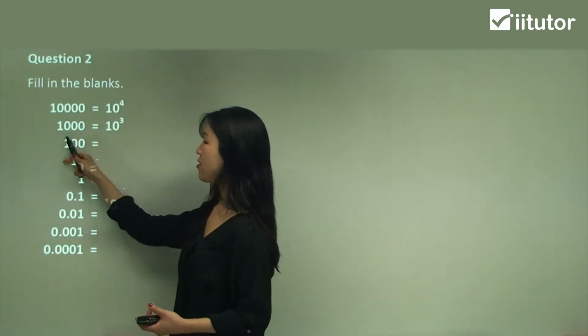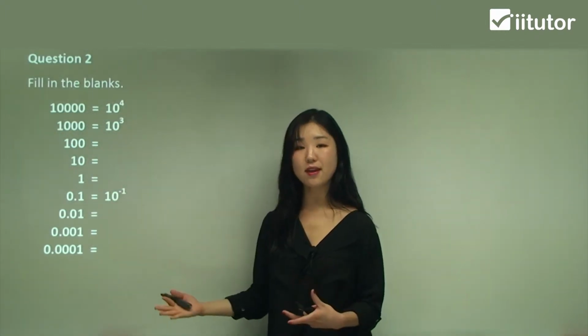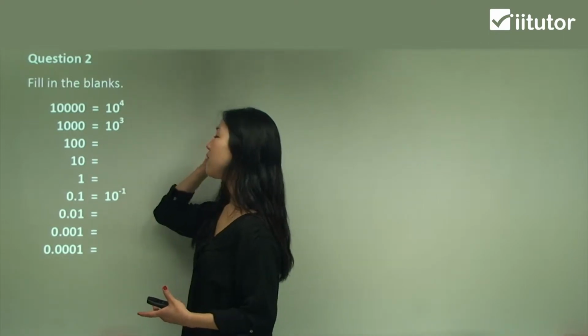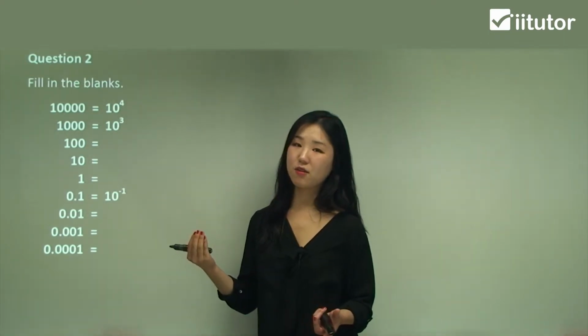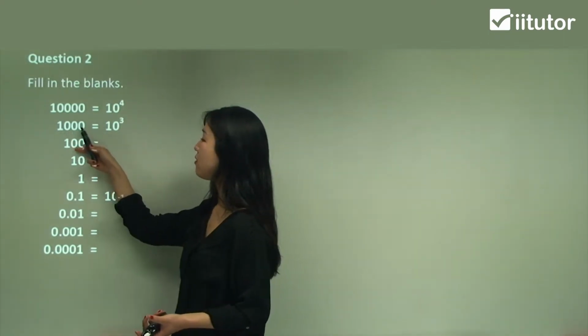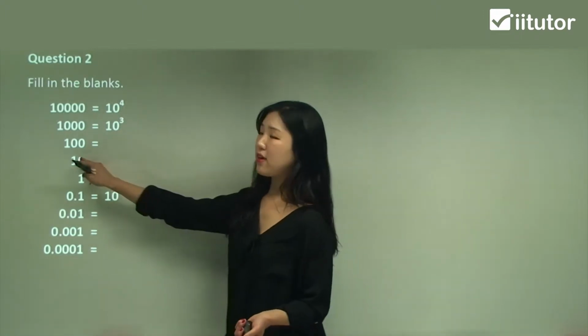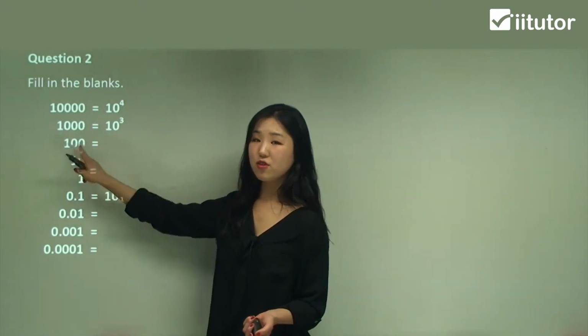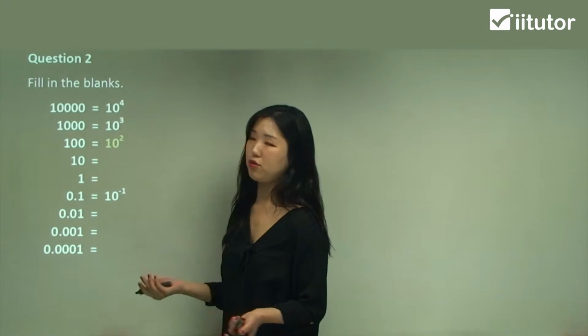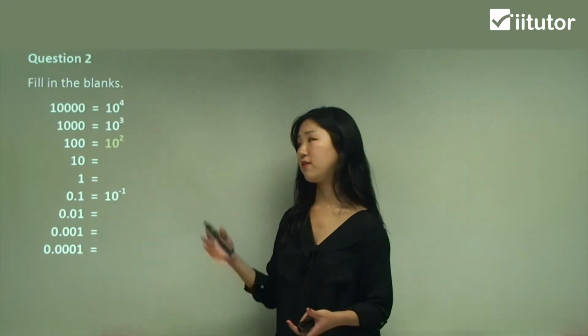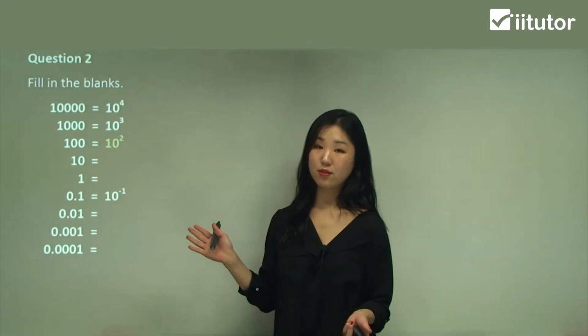See here, 1,000 is 10 times 10 times 10, isn't it? Which is 10 cubed. And you can also find this by counting the zeros that we have. So we have 3 zeros, so it's 10 cubed. So here, guys, 100, there's 2 zeros, so it's going to be 10 to the power of 2. But we all know that 100 is 10 times 10, isn't it? So that's why it's 10 squared.